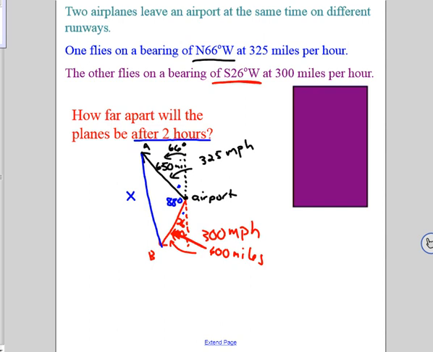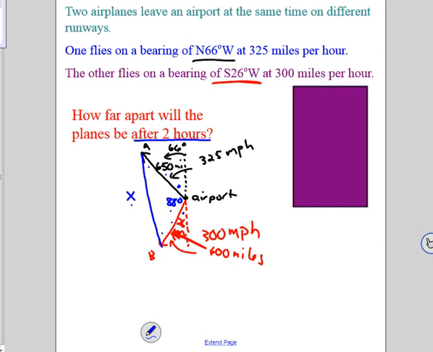It's not a right triangle, so I can't use regular trig. If I think about law of sines, which I usually go to first, I do not have a pair of angle and side opposite. I have this angle, but I do not have the side opposite. I have this side, but I do not have the angle opposite. And I have this side, so law of sines is off.